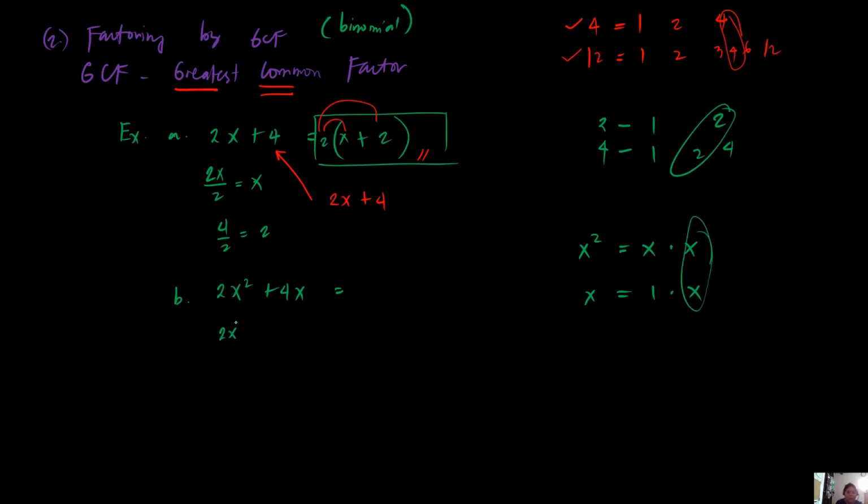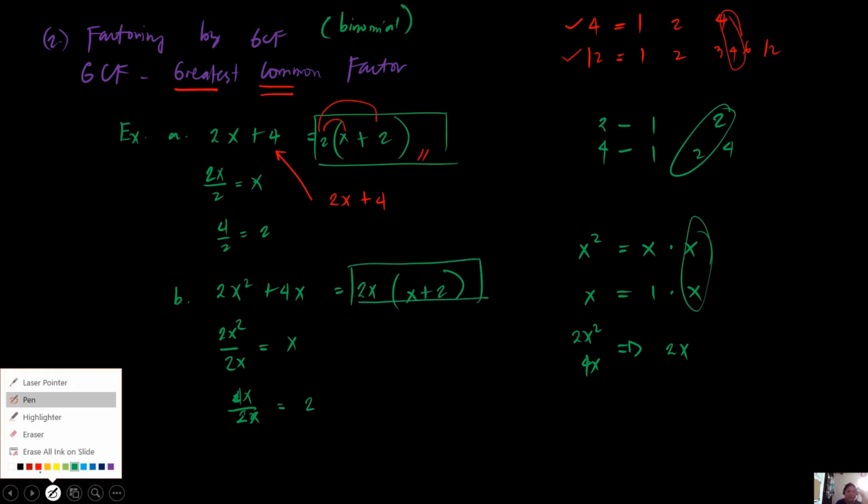So we have 2x squared. The greatest common factor of 2x squared and 4x is 2x. Okay? So 2x squared all over 2x, we will have x. 4x all over 2x, we will have 2. Okay? The common factor goes outside. When we divide, what is left inside? x plus 2. Okay, so therefore, this is our final answer.